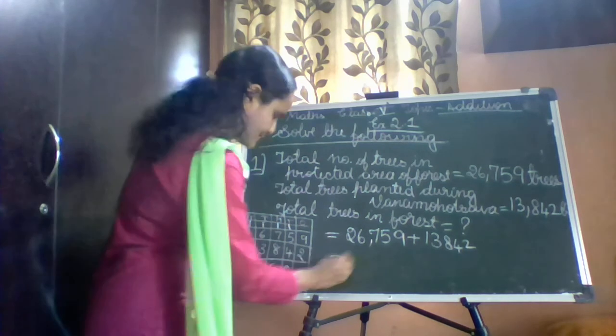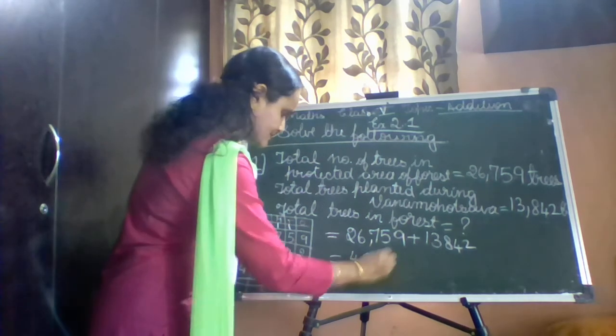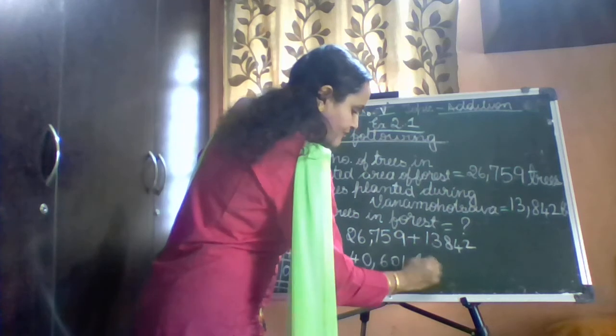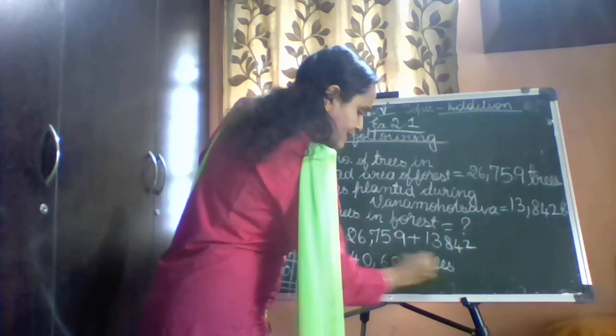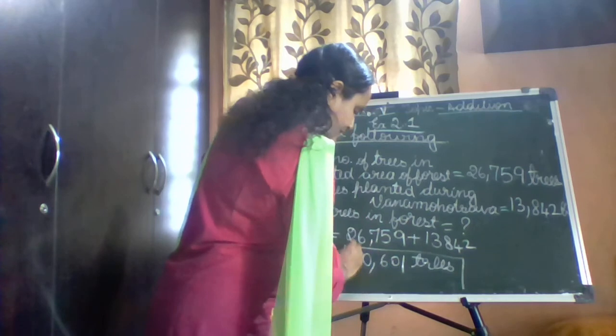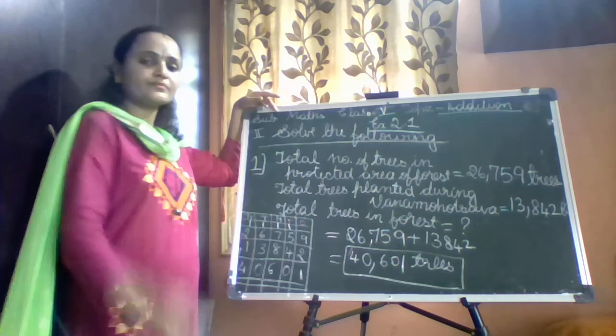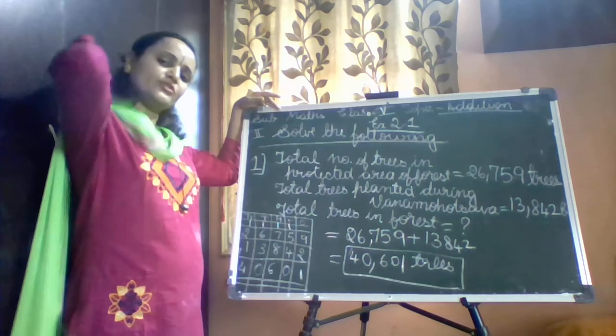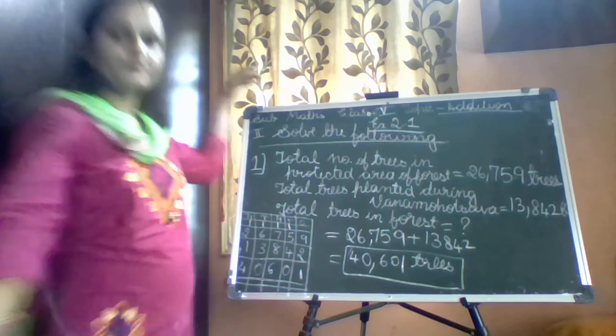So total trees are 40,601. You have to write the units. What units have they given? Trees. So you have to write it as trees. So these many trees are there in the forest. Okay, I hope you have understood this sum. Let me do one more sum.